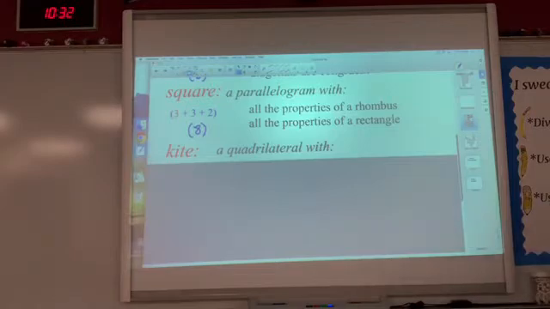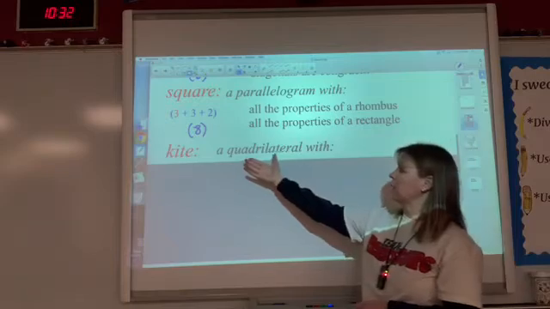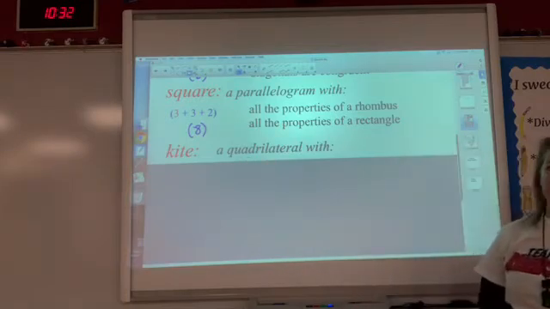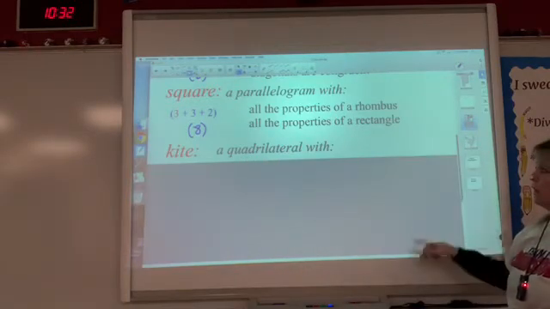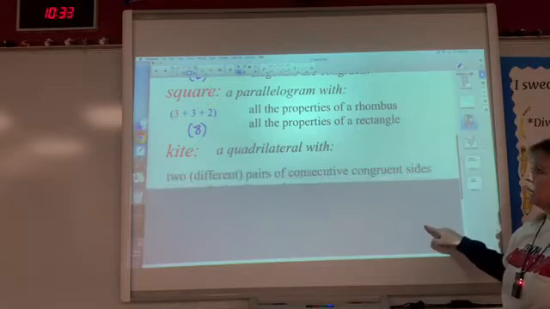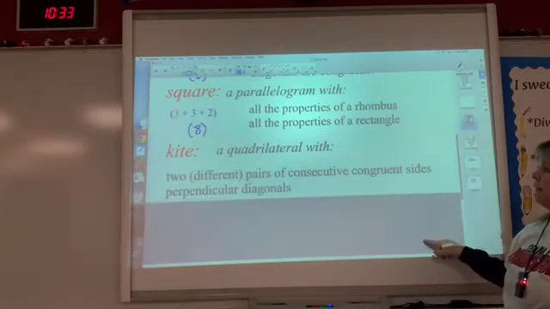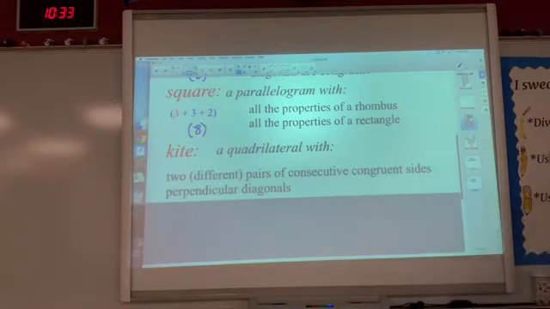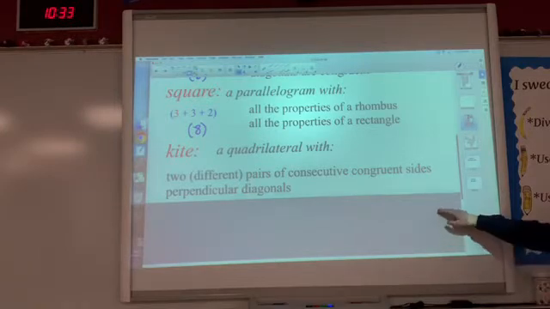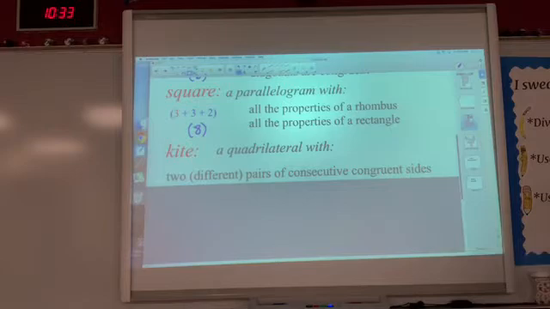Moving on with a kite. A kite is a quadrilateral. Notice now it doesn't say parallelogram. A kite is not related to the parallelogram. It's a quadrilateral. It has 4 sides with 2 different pairs of consecutive congruent sides.